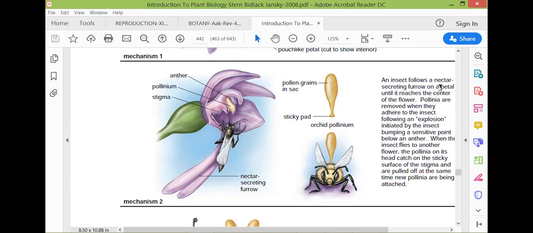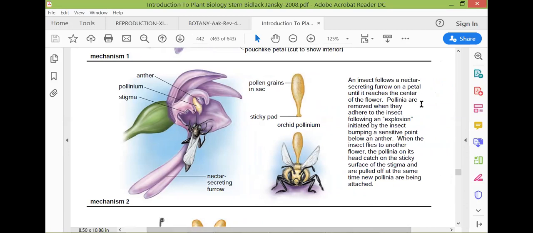An insect follows a nectar secreting furrow on a petal until it reaches the center of the flower. Pollinia are removed when they adhere to the insect following an explosion initiated by the insect bumping a sensitive point below the anther. As soon as it touches there, it will burst. When the insect flies to another flower, the pollinia on its head catch on the sticky surface of the stigma and are pulled off. At the same time, new pollinia are being attached. So the exchange is happening both ways. Clear?